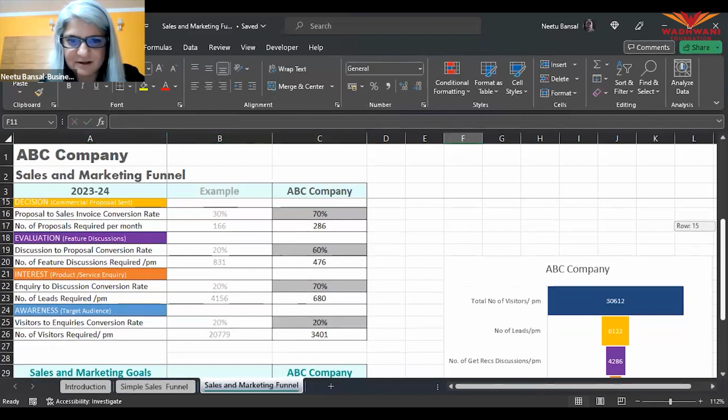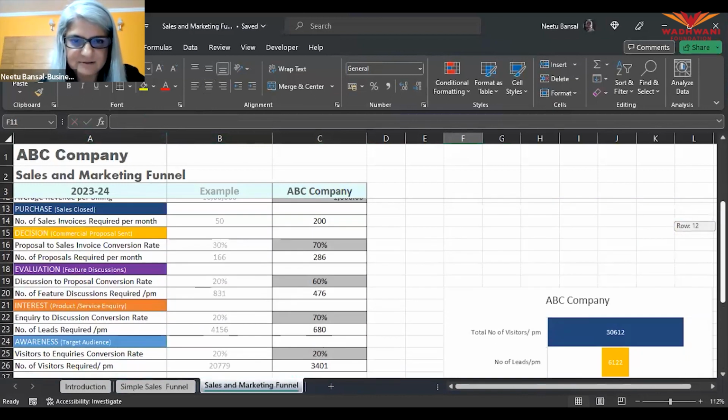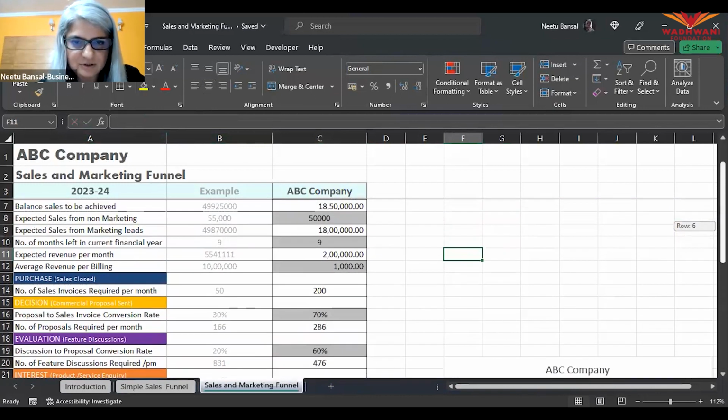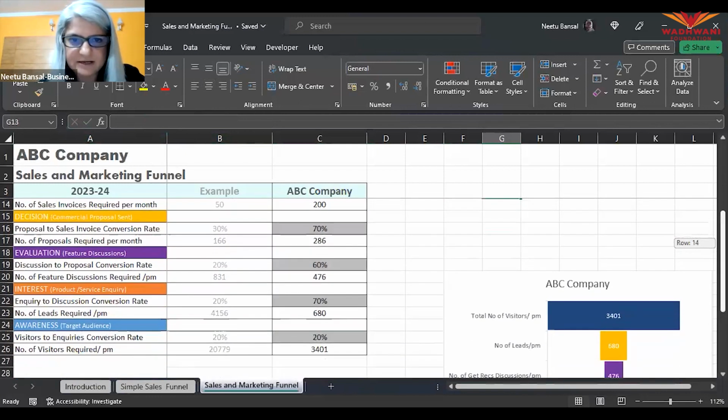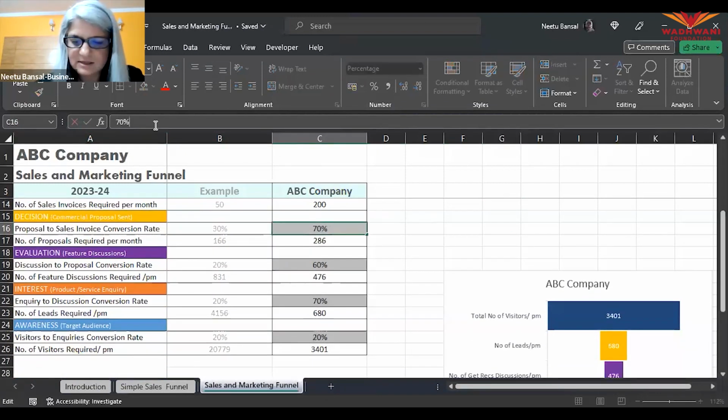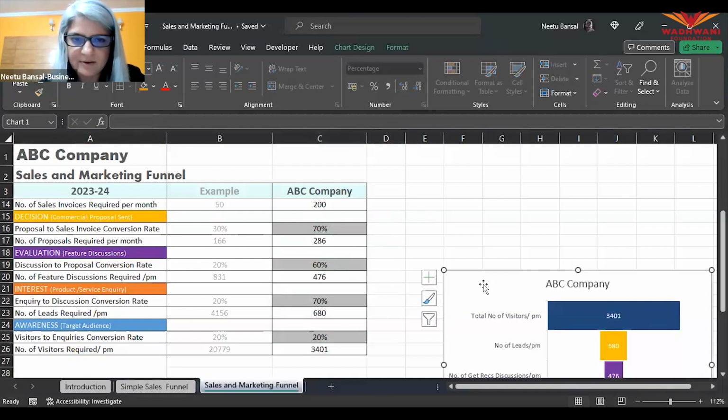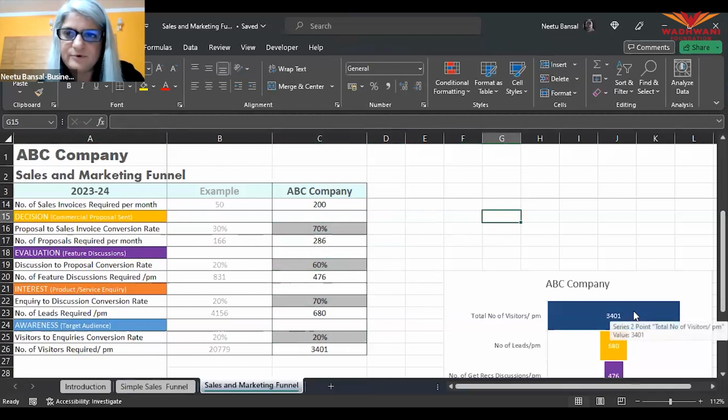Okay, so the formula will take care of it by itself, any which way. So let me just make sure. You need to have about 200 invoices, 70%, 60 and 70 and 20. So it's coming up to about 3,401 people. Thank you for correcting that, Anil.